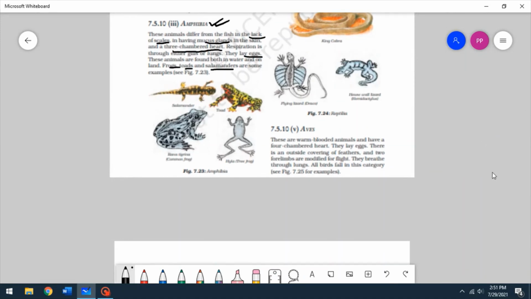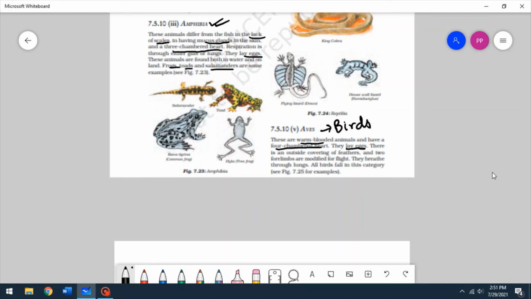And then we have aves. They're warm-blooded and they have a 4-chambered heart. So from aves onwards we have 4-chambered hearts. But aves also lay eggs. So aves are the birds. Aves are all birds. They lay eggs. Birds lay eggs.